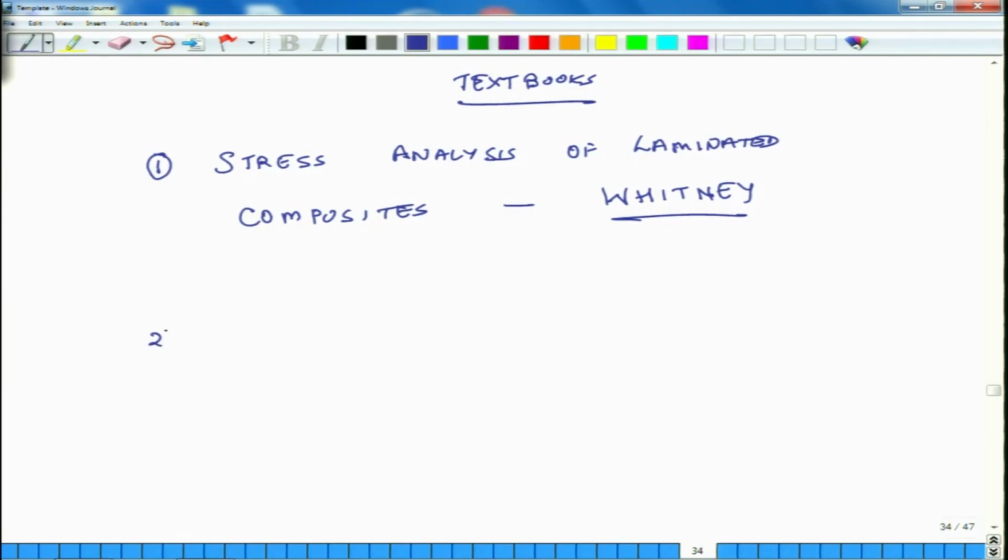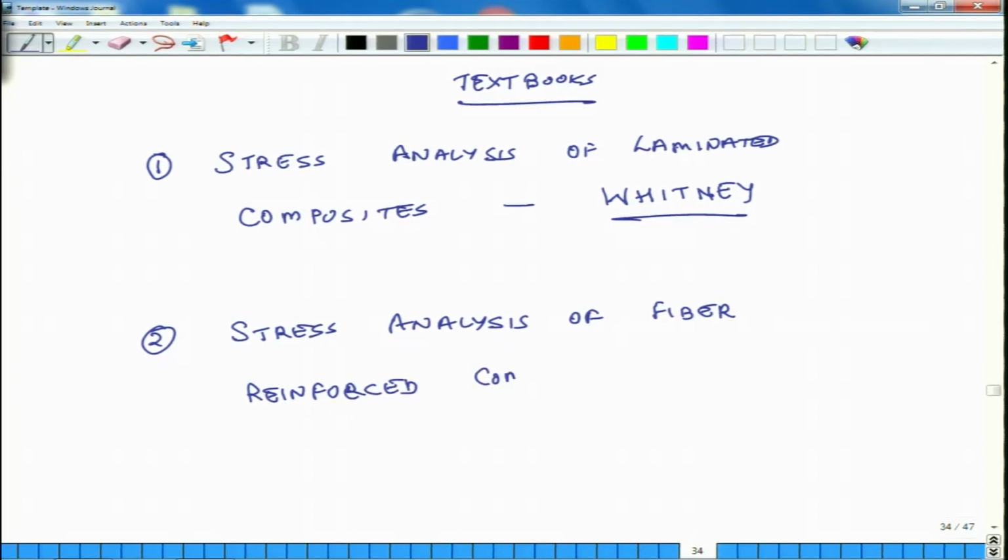The other textbook which you may find very useful is Stress Analysis of Fiber Reinforced Composite Materials. And the author of this is Hyer, okay, Hyer.